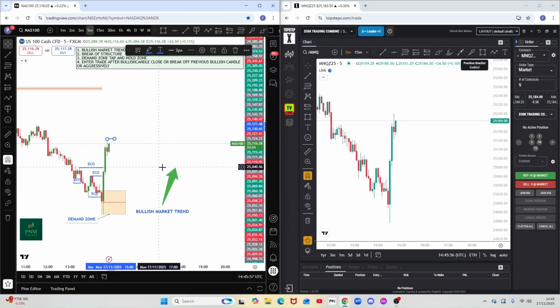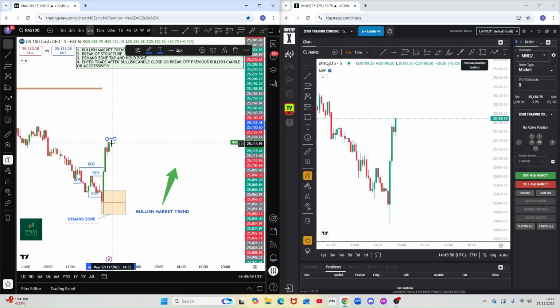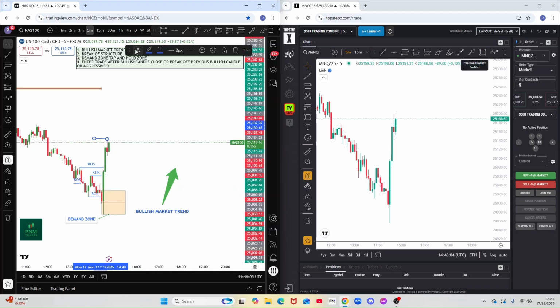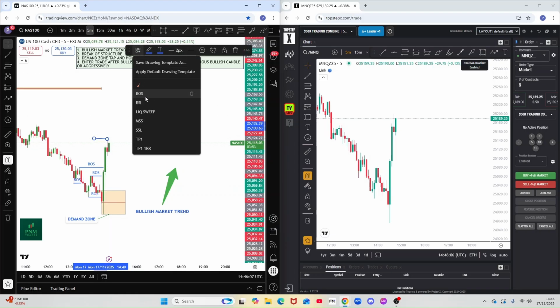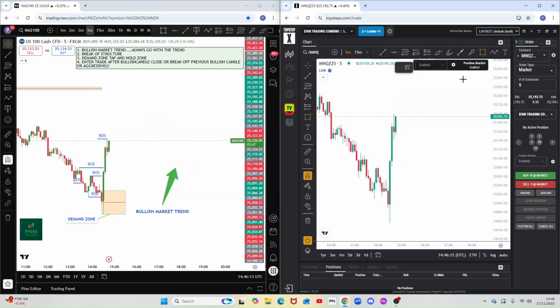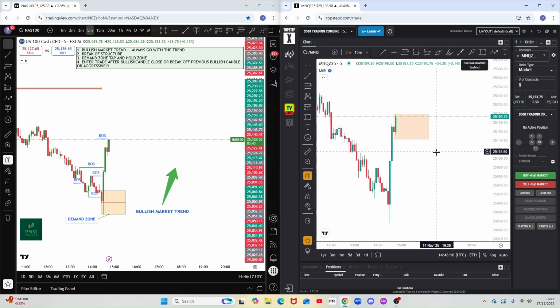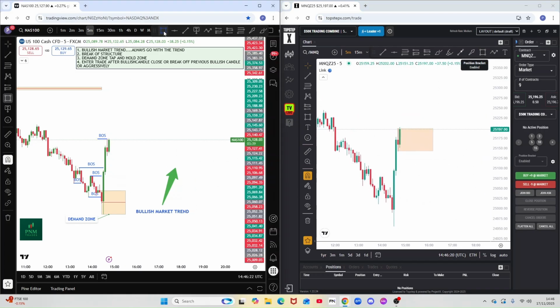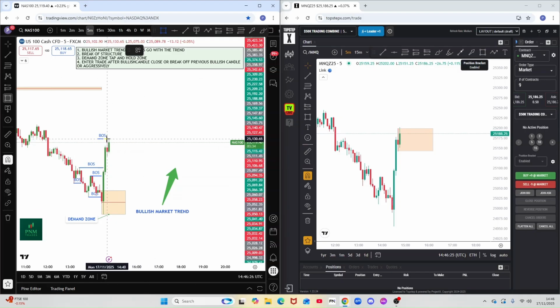Let's wait and see. I'll just put it here just so that we have room. That's hopeful. And wait. And then we'll have another zone right here. Oh yes, there we go. Now we have another demand zone. Now this is good because it's close.